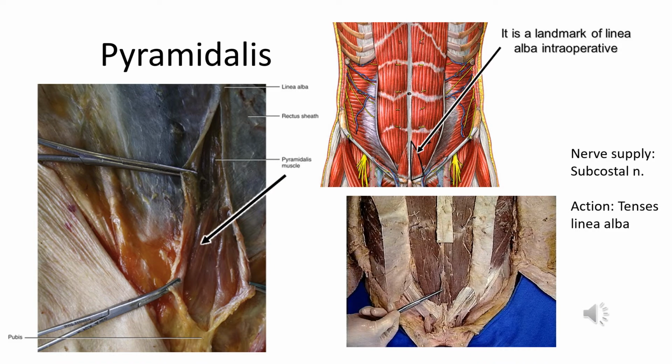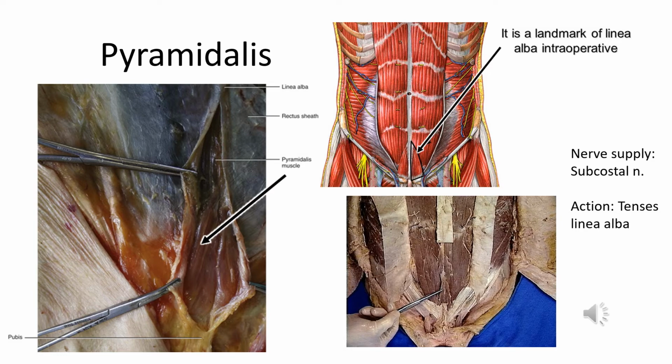The other vertical muscle is pyramidalis. The pyramidalis is a small triangular muscle which is absent in a small percentage of the population. It originates from the symphysis pubis and pubic crest and inserts into the linea alba as far as 1/3 of the distance to the umbilicus.